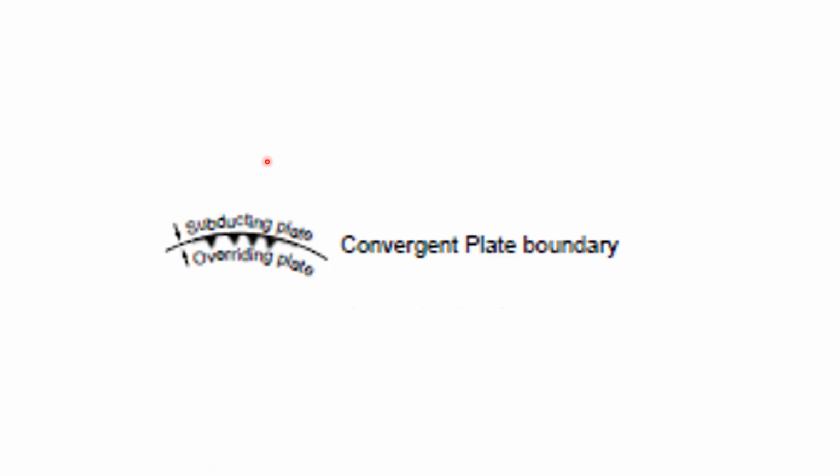The next plate boundary we see is a convergent plate boundary. Convergence starts with co, coming together. The prefix co usually stands for together. So we have convergent, coming together. Here are the arrows pointing towards each other. We have a subducting plate and an overriding plate. Remember, the subducting plate is like a submarine going under, and the overriding plate is going over, on top of it.